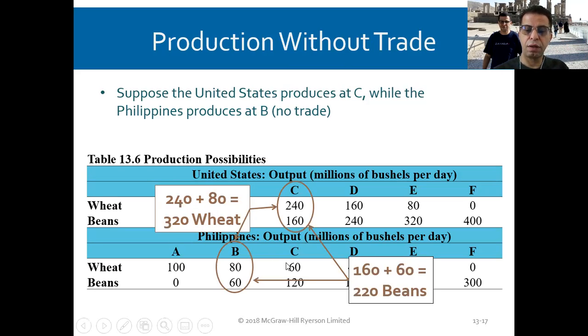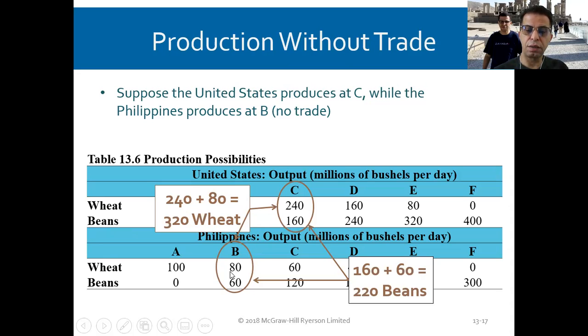So it's basically what we have here: 240 plus 80 equals 320 wheat. So if they are united, it becomes one country. What will happen? 240 plus 80 is 360 wheat.